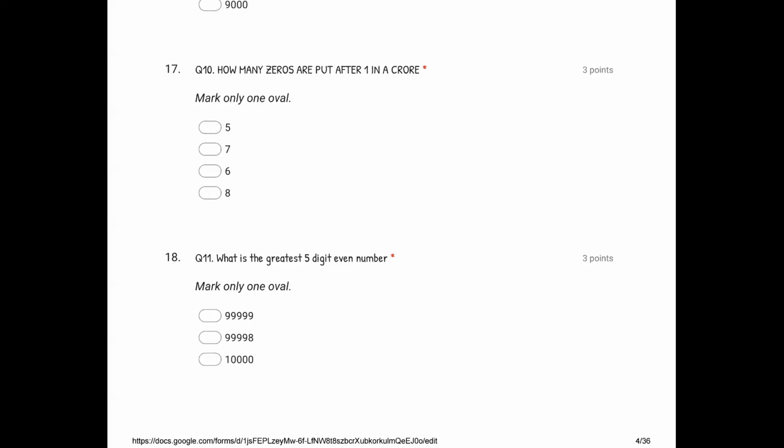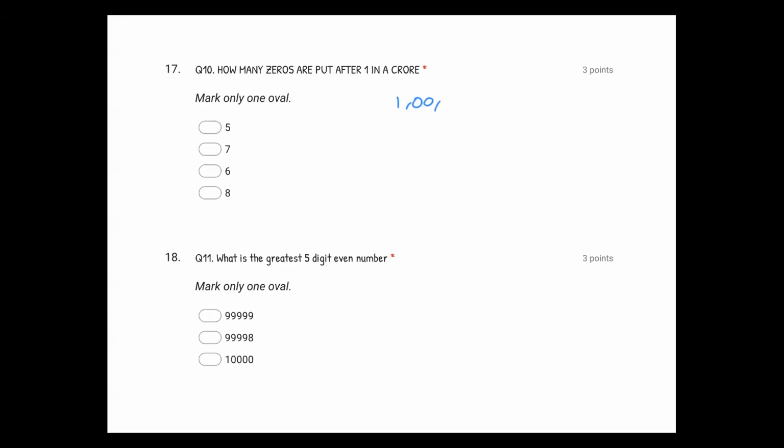How many zeros are put after 1 in a crore? In a crore, how many zeros do we have? Here crore is nothing but how many zeros? 1, 2, 3, 4, 5, 6, 7. Answer is 7.